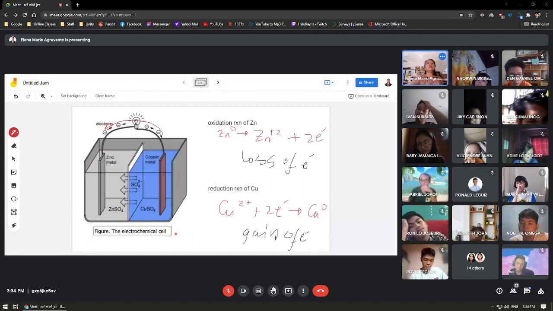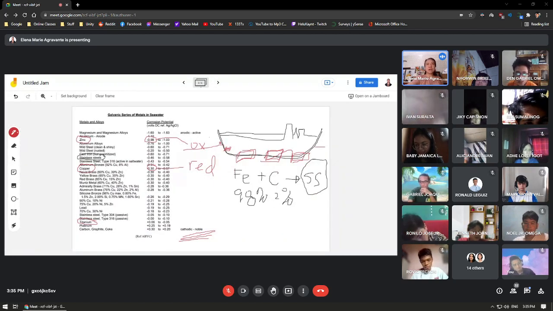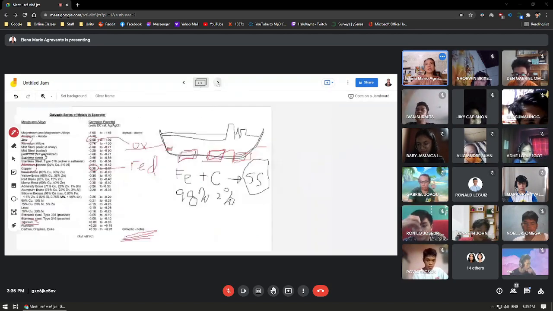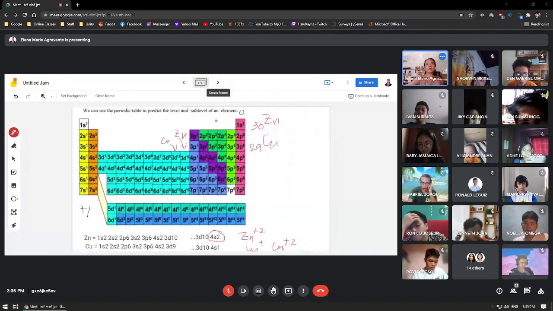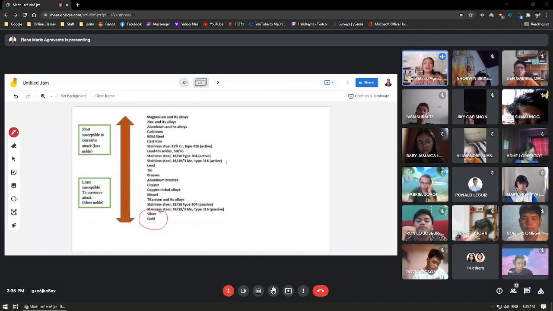Okay, so no more problem with this one. You understand oxidation and reduction. You can also relate to this table. Take note of your electromotive series, then study this one. You also study your periodic table. Okay, guys. Screenshot now.